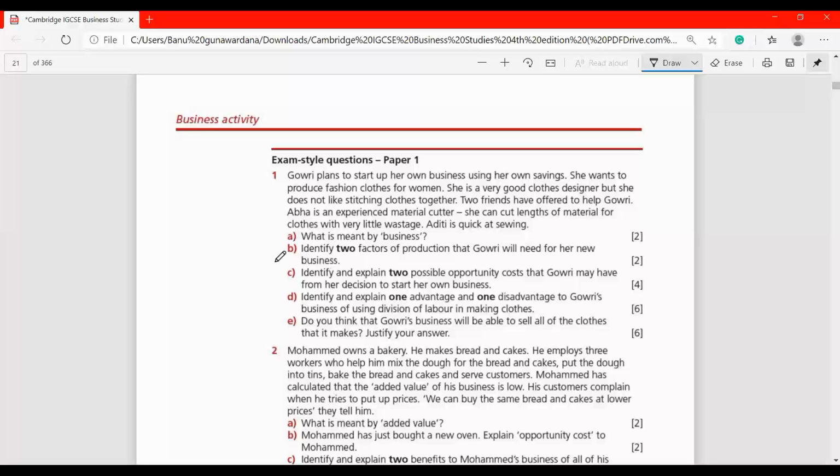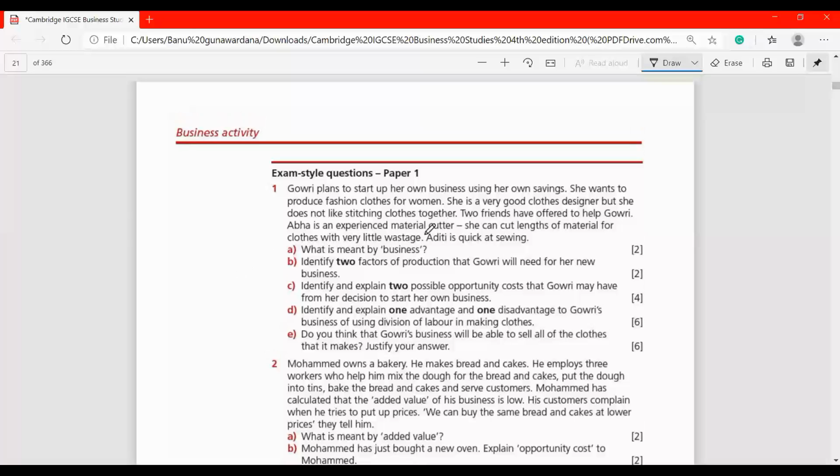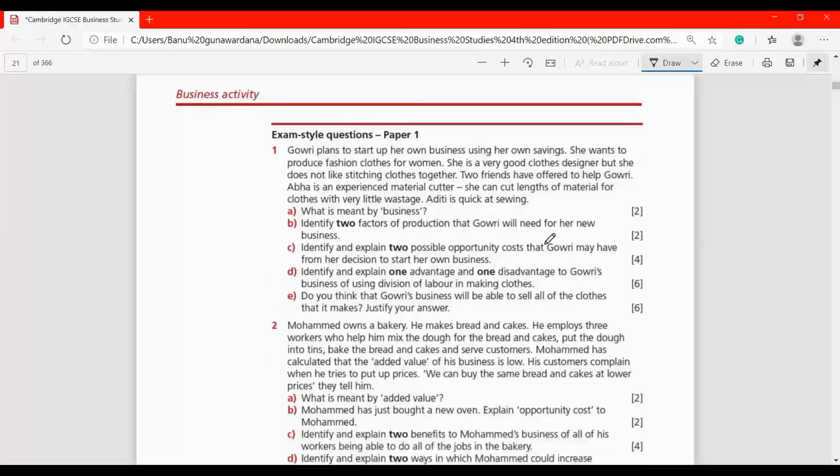The next question is: identify 2 factors of production that Gauri will need for her new business. Okay, the 2 factors of production are necessarily 2 from the list of 4, either land or capital or labor or enterprise. The next question is a 4 marks one.